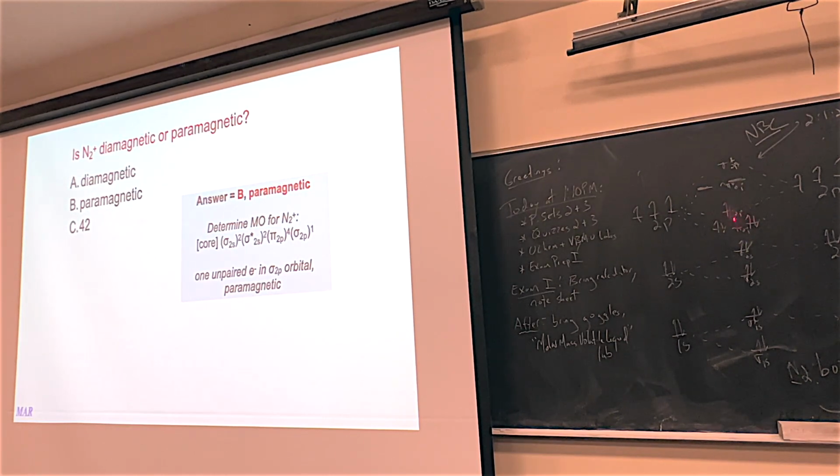Now N2 neutral had an electron right there, so it would be diamagnetic. That would be a different kind of thing. But again, you can quickly tell what's going on. Questions?